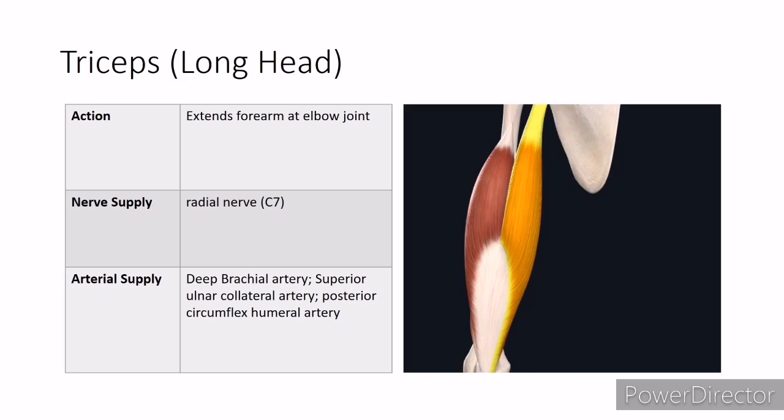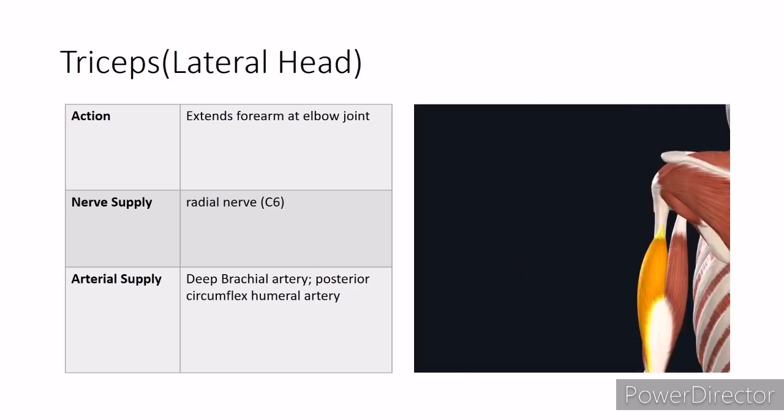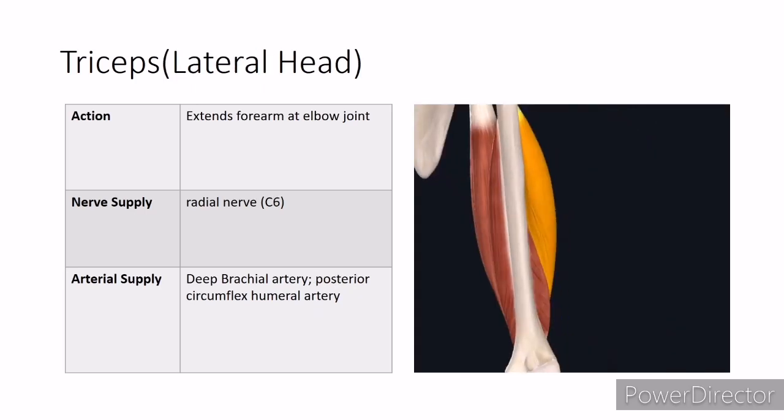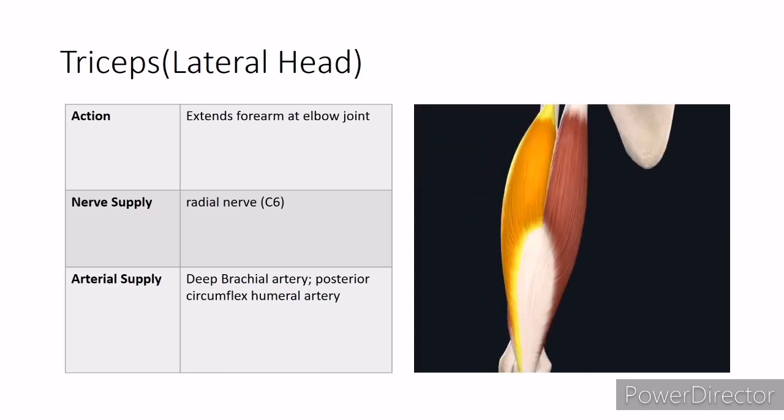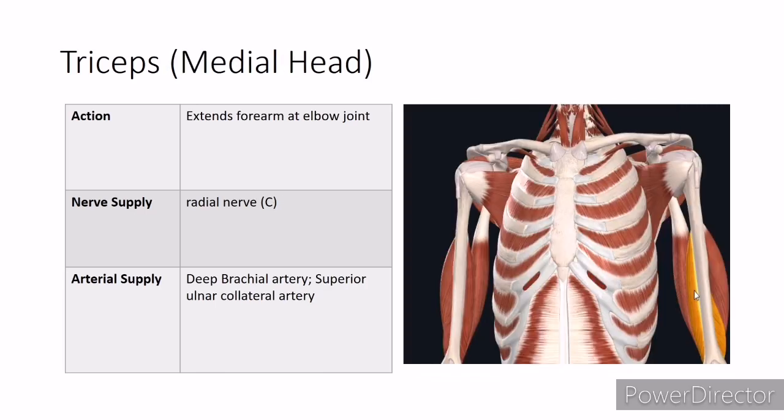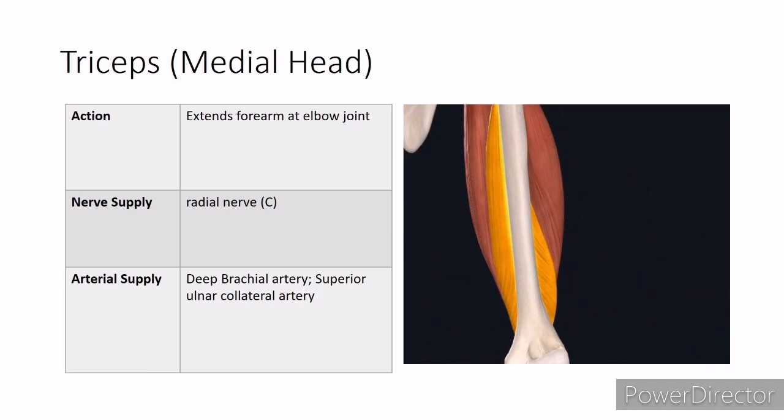Next, we have the lateral head of the triceps. It extends the forearm at the elbow joint. It is innervated by the radial nerve, and its arterial supply is the deep brachial artery and the posterior circumflex humeral artery. Lastly, we have the medial head of the triceps. It extends the forearm at the elbow joint. It is innervated by the radial nerve, and its blood supply is the deep brachial artery and superior ulnar collateral artery.